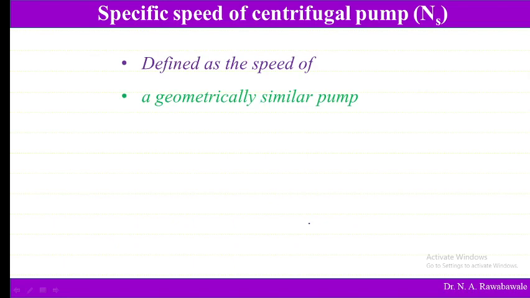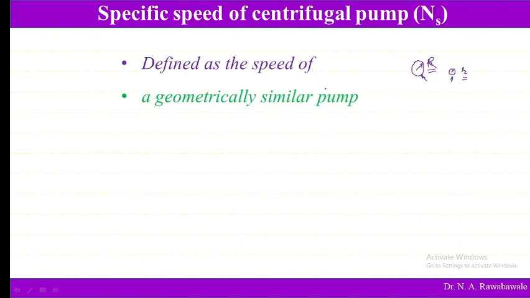So now, what is the specific speed of a centrifugal pump? Specific speed is defined as the speed of a geometrically similar pump. Geometrically similar means, for example, there are two objects, object number one and object number two. Both objects are circles. One has radius capital R and the other has radius small r. The shape of both objects is a circle. There is a difference in the radius only, a size difference. This one is larger and this one is smaller.